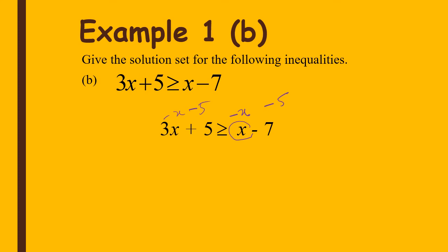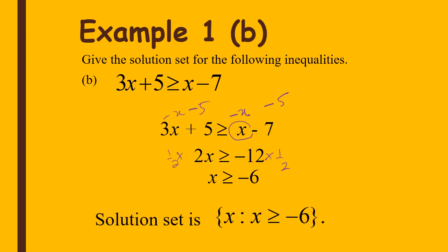3x minus x will be 2x, negative 7 minus 5 will be negative 12. So 2x is more than or equal to negative 12. So x will be what? So multiply with 1 over 2 or divide with 2. So what do we have as the answer? x is bigger than or equal to negative 6. So don't forget to write down the answer in solution set. So x such that x is more than or equal to negative 6.